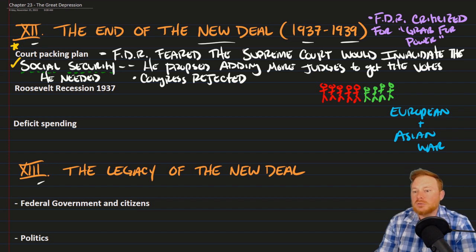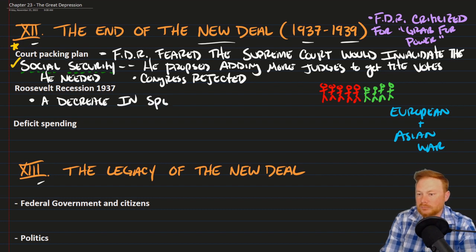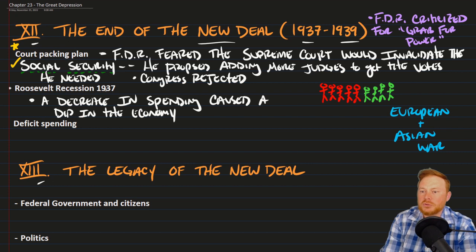Now, after Roosevelt's second New Deal, he actually kind of let off the gas when it came to spending. And in 1937, we'll say a decrease in spending caused a dip in the economy. Things had gotten better, but the Great Depression was not over. And so the Roosevelt recession of 1937 meant that the United States, or Roosevelt himself, still had to lay on the gas, right? There was still a necessity to remain very much active in the economy.